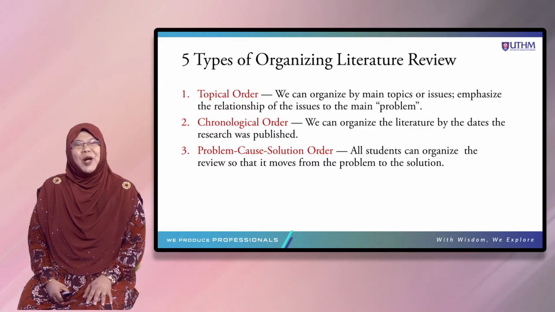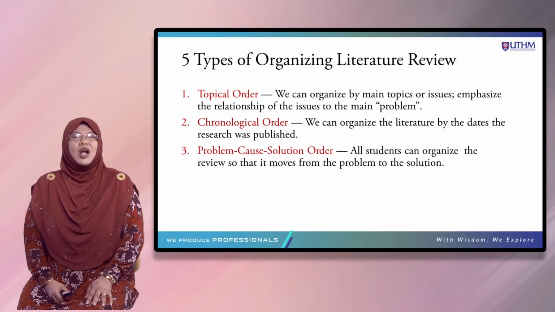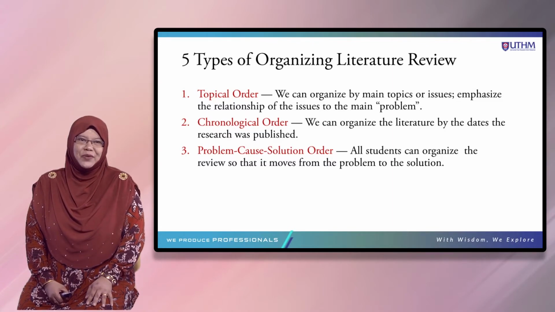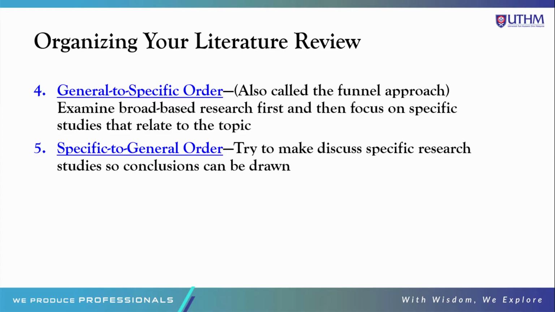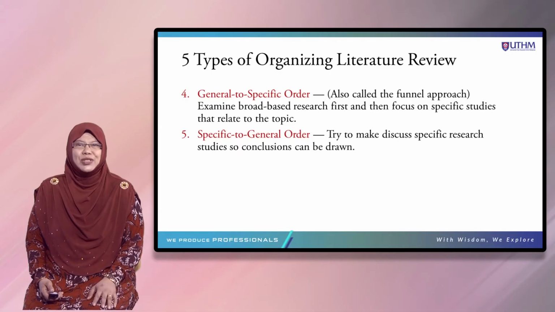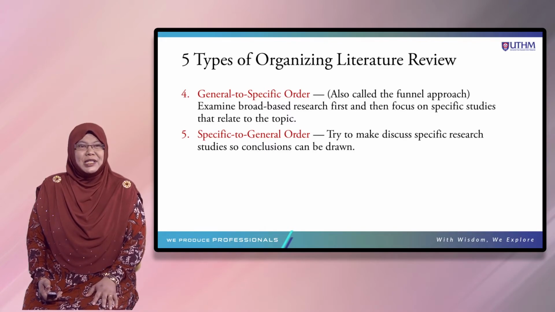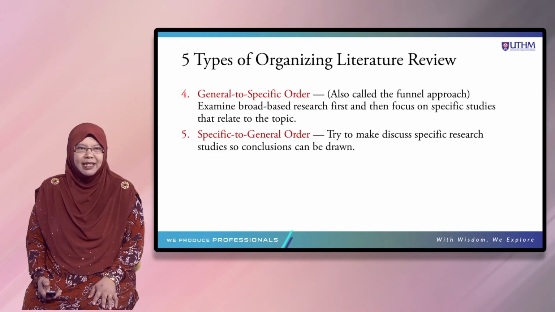Number 3, problem cause solution order. All students can organize the review so that it moves from the problems to the solution. Number 4, general to specific order, also called the funnel approach. Examine broad-based research first and then focus on specific studies that relate to the topic. Number 5, specific to general order. Try to discuss specific research studies so the conclusion can be drawn.